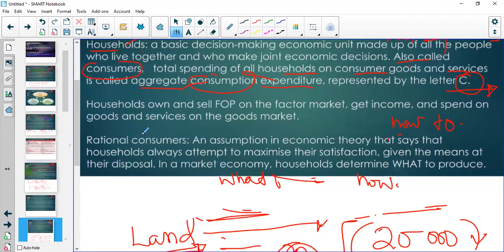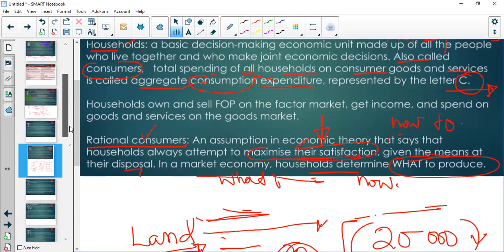So we assume about consumers that they are rational. This assumption means that they find ways to maximize their satisfaction given the income at their disposal. So that's why we say in a market economy, households also determine what is to be produced. When they make decisions, they're looking at ways to maximize their satisfaction. So they will choose those goods and services that are going to maximize their needs and wants. And firms are going to respond by producing those things that are wanted by society.